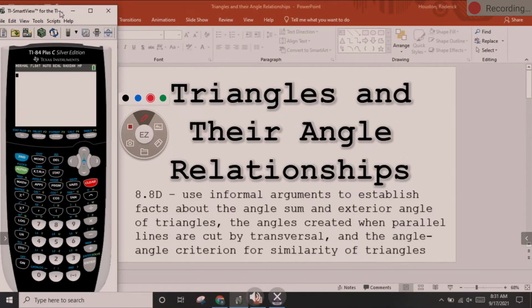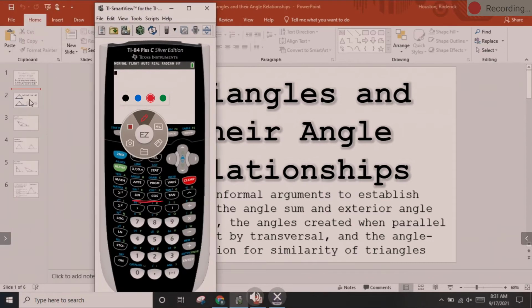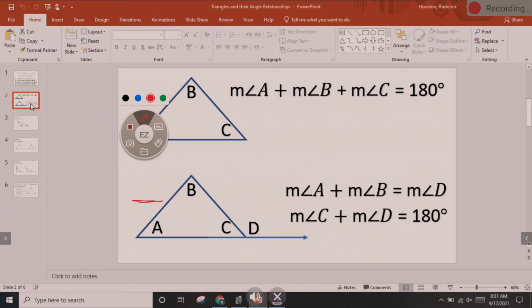Okay, class, today we will be doing triangles and their angle relationships. Very simple concept, easy to get to. The state of Texas TEK is 8.8D, use informal arguments to establish facts about the angle sums and exterior angles of triangles. Okay, here's our first examples.